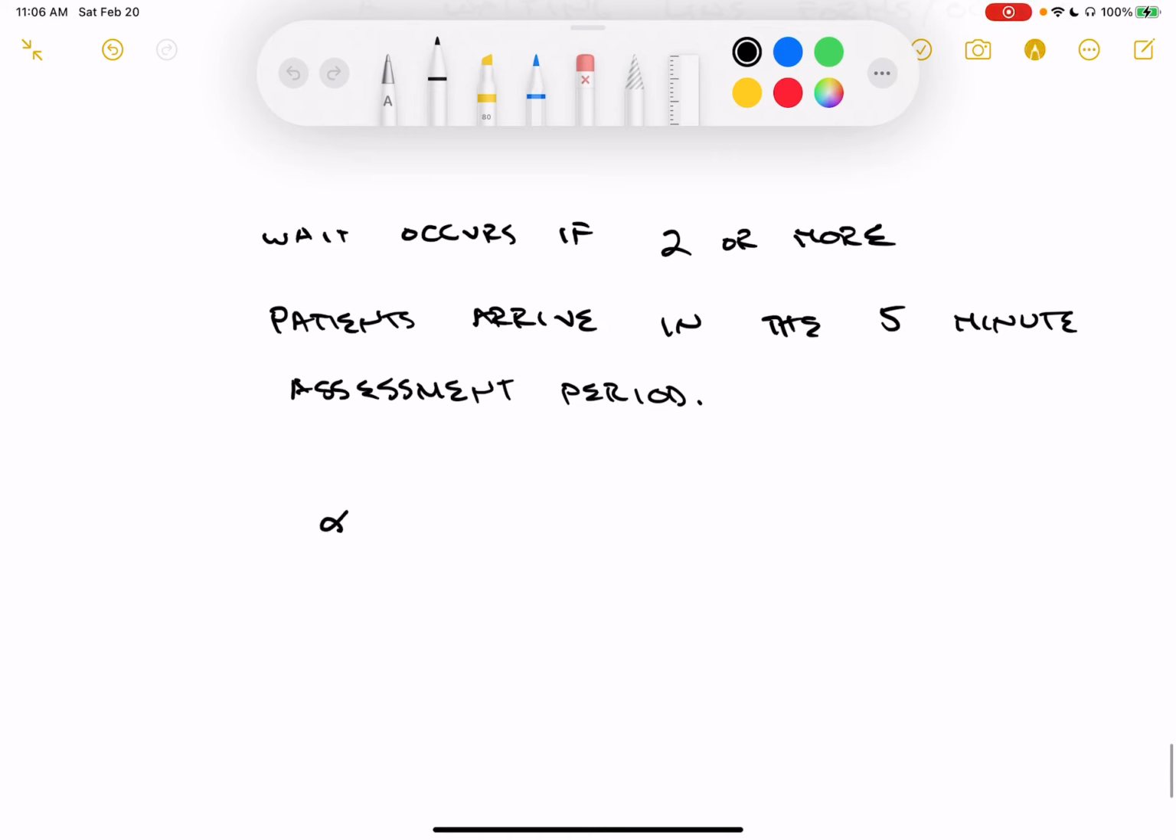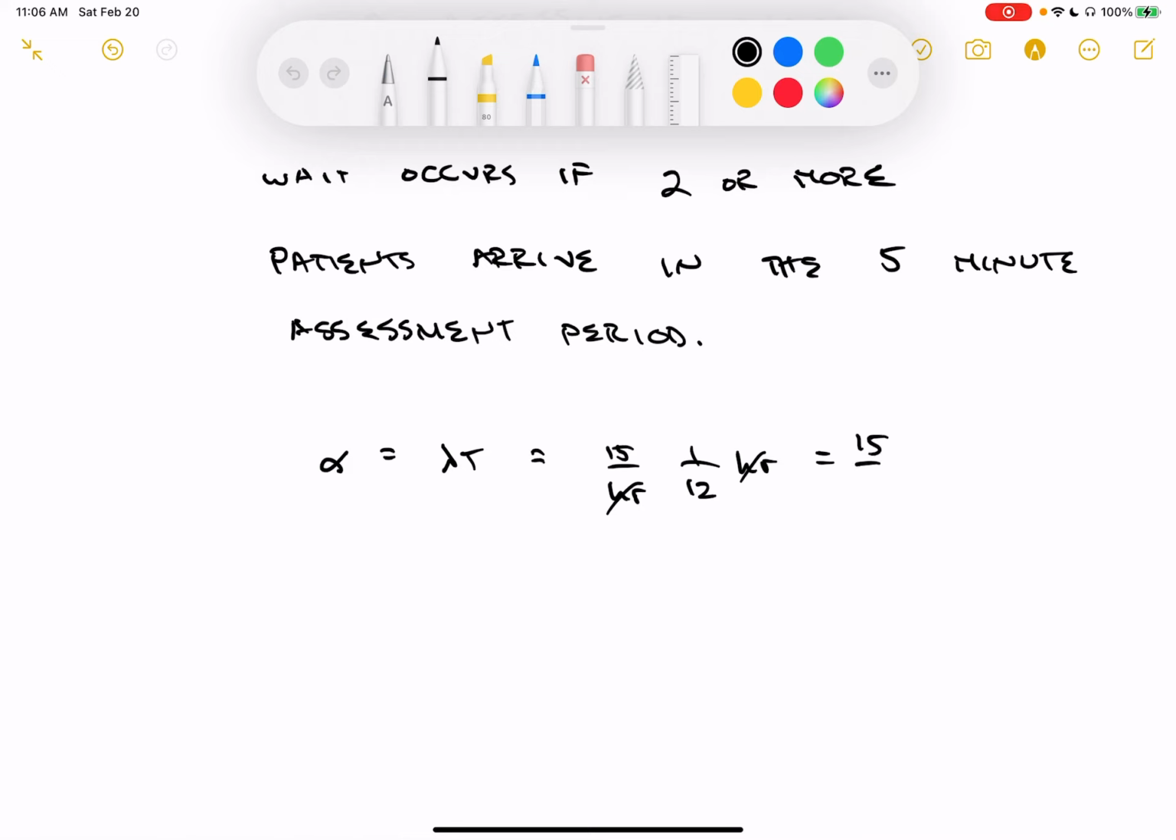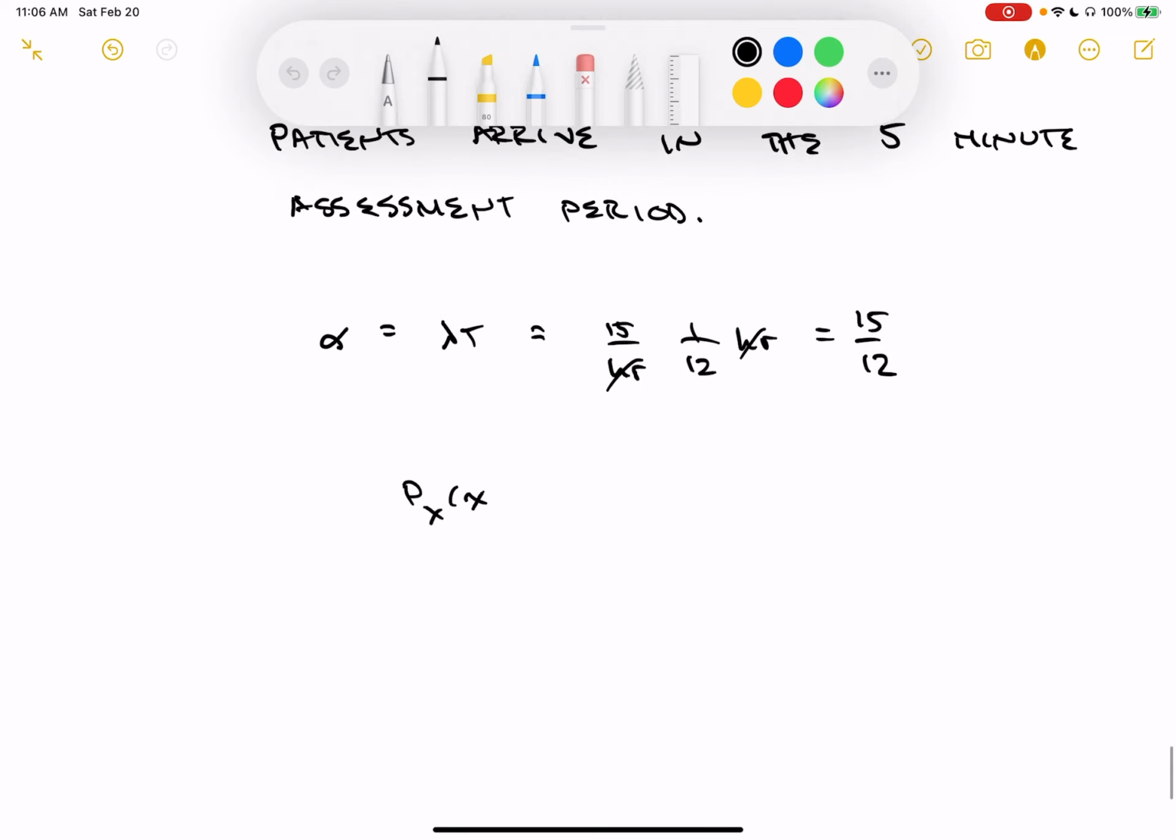So alpha in this particular case is going to be equal to lambda t. What was our lambda? Our lambda was 15 per hour. What is our t? It's 5 minutes, that's 1/12 of an hour. The hours are going to cancel here, and we end up getting 15/12. So the alpha of relevance to us in this particular case is 15/12. So that tells me what? My p of x, for x an element of the range space, is equal to (15/12) raised to the x, e to the minus 15/12, divided by x factorial.